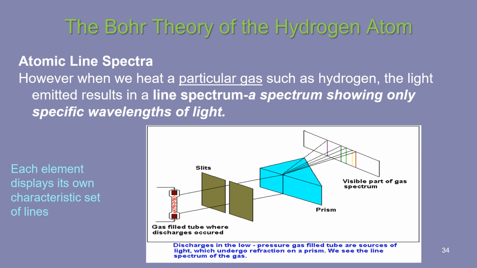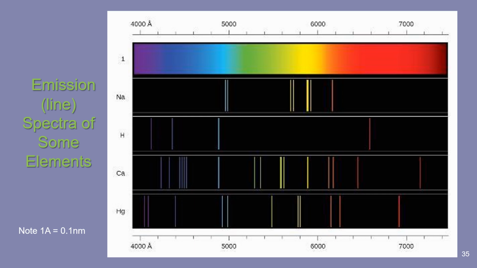So this is called a line spectrum because you only get certain lines of energy coming through, or certain wavelengths coming through the prism. What that means is that the light coming off the gas is only made up of certain wavelengths, not all the wavelengths the way white light does. Here at the top is our complete visible spectrum of white light with all the colors. And then here are some elements.